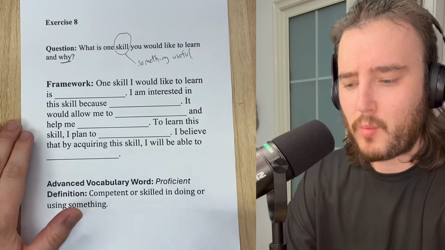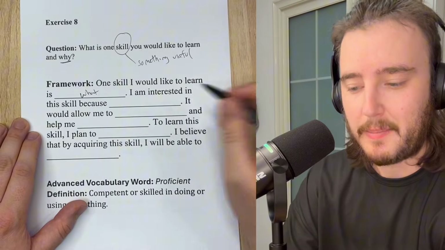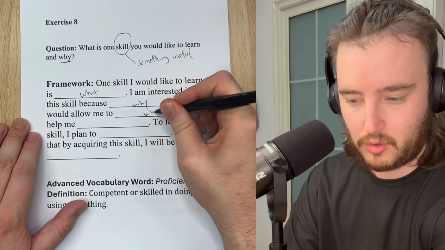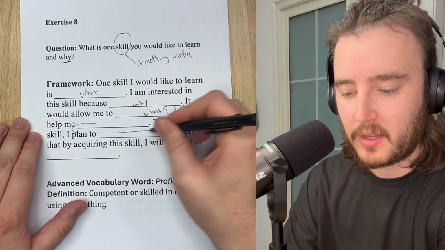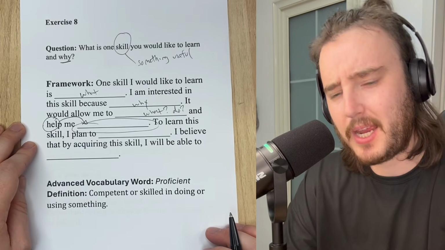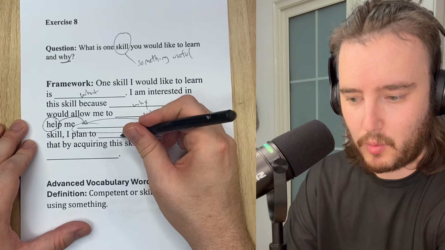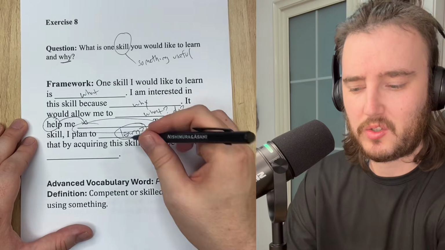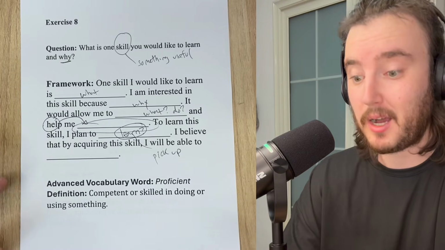Let's take a look at the framework. One skill I would like to learn is, tell me what it is. I'm interested in this skill because, tell me why. It would allow me to do what? What would you do? Okay. And help me. What's something it would help you do? Okay. Like, how would it make life easier? To learn the skill, I plan to. Okay. How are you going to learn this skill? How are you going to pick up this skill? We can also say pick up. If it's something new, we can say pick up a new skill.